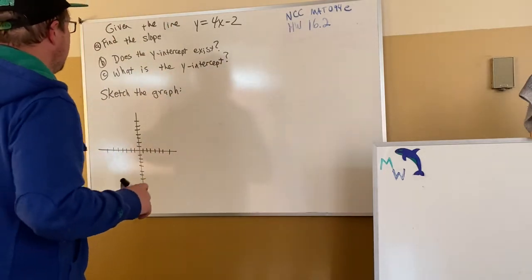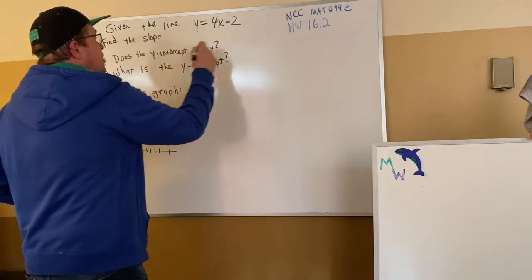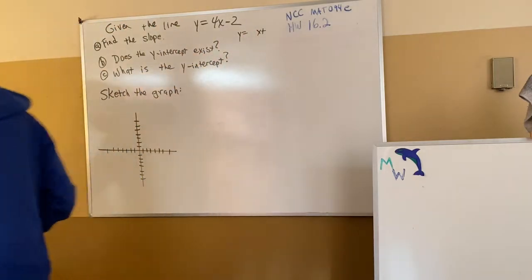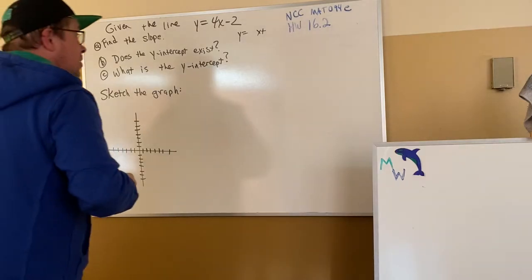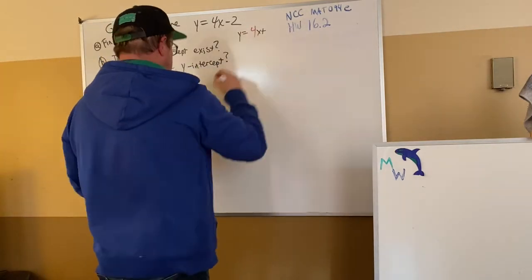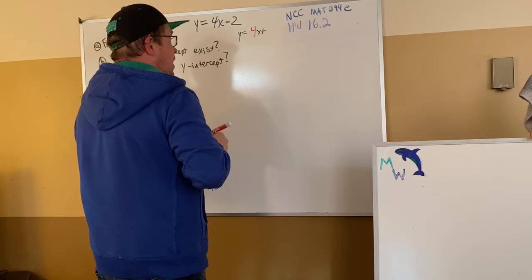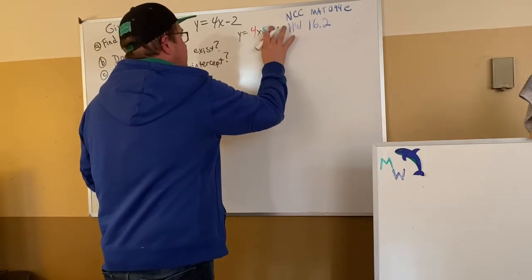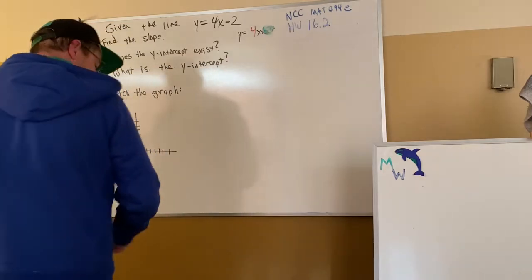Find the slope of the line. Here it is: y equals 4x minus 2. That's also known as y equals mx plus b, right? I want to get the two things that are going to help me recognize this, y equals mx plus b. And I kind of want to have that available to me a lot.